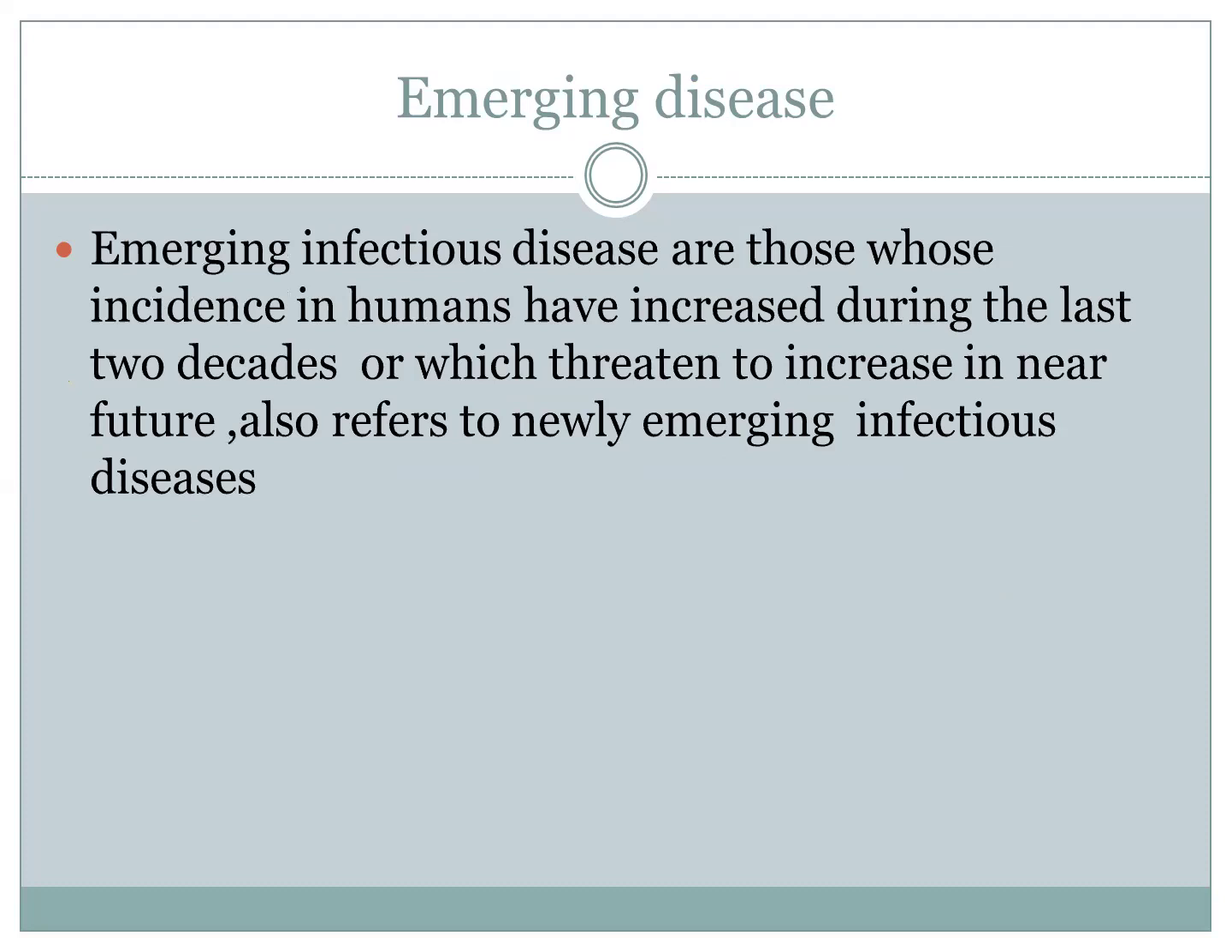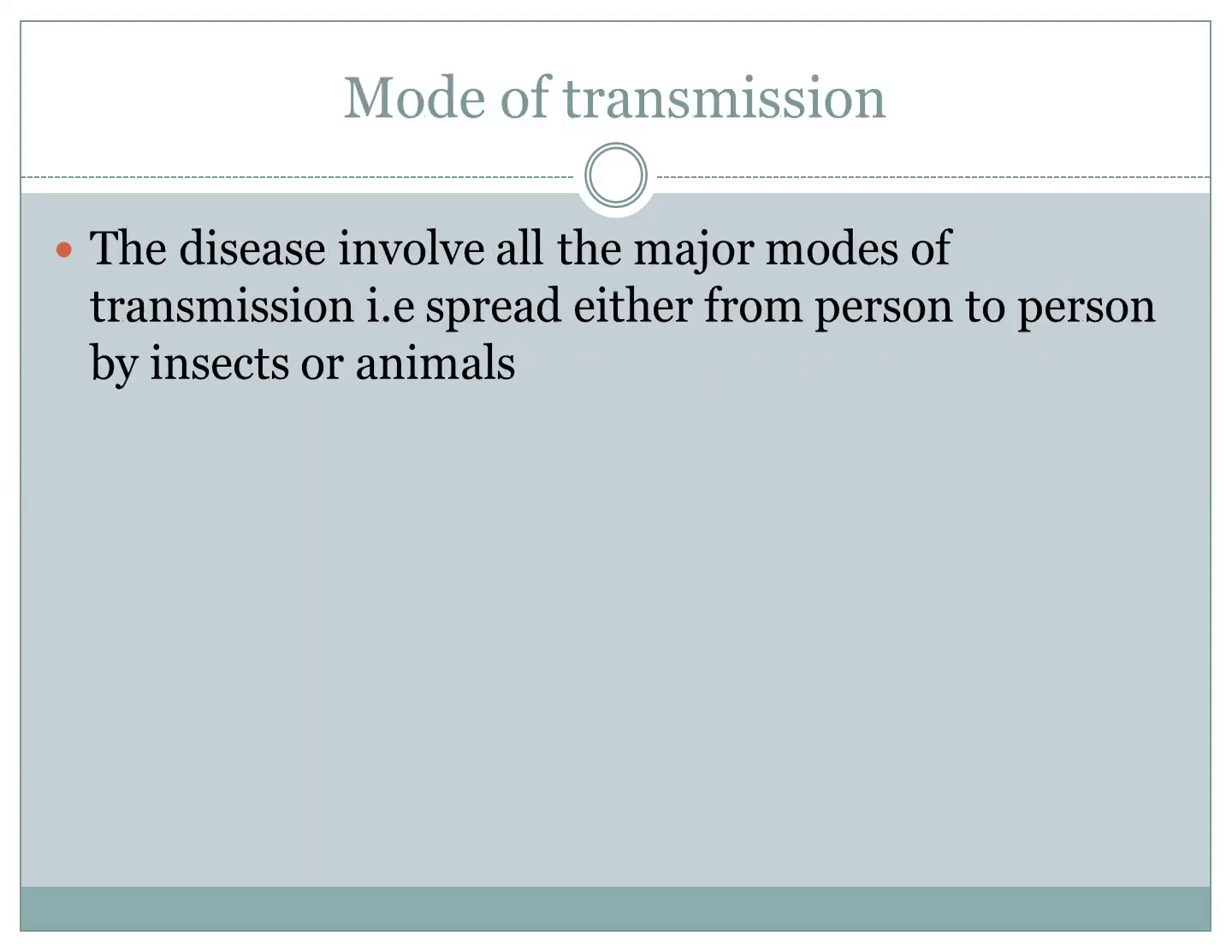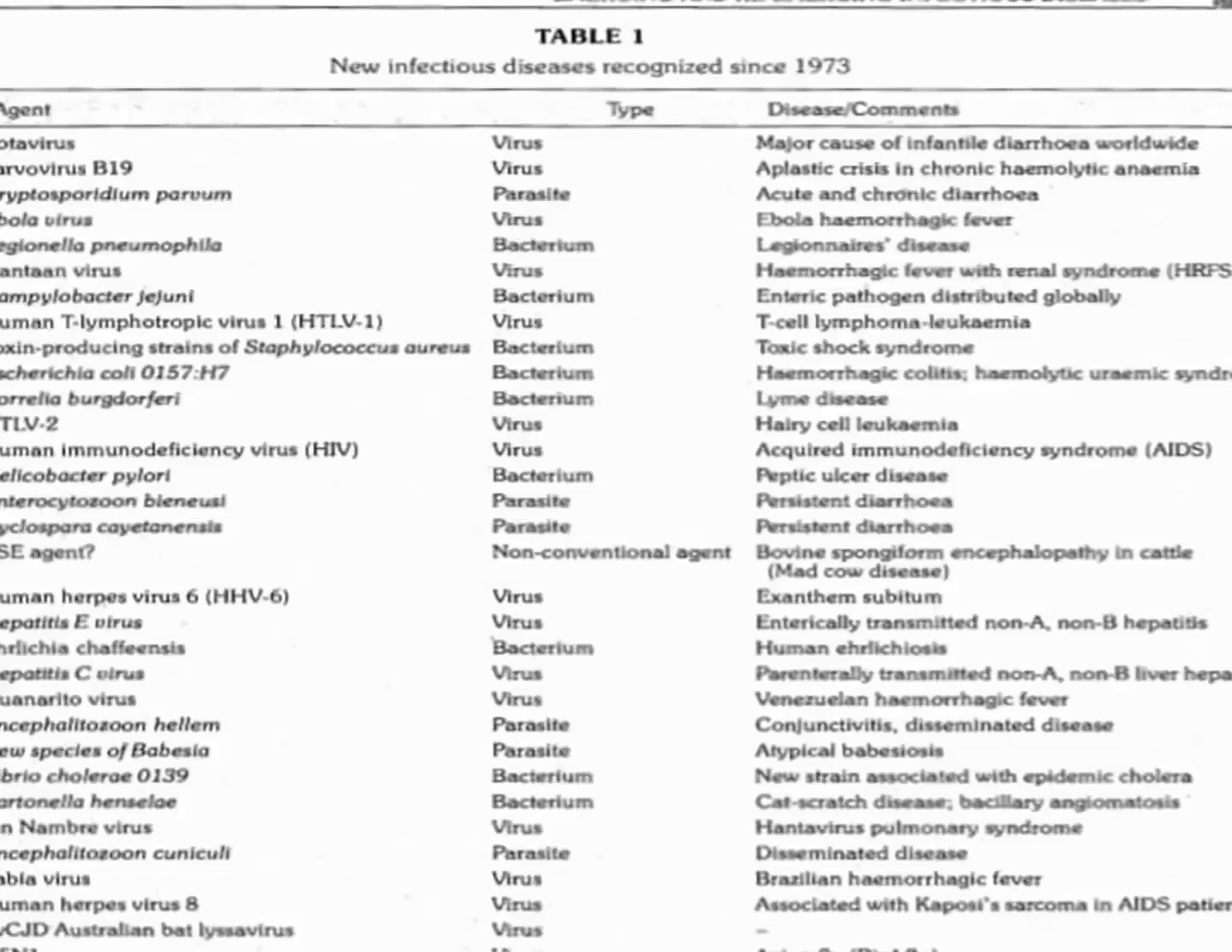So emerging infectious diseases are those whose incidence in humans has increased during the last 2 decades or which threaten to increase in the near future. It also refers to newly emerging infectious diseases. The modes of transmission include direct or indirect, either from person to person, by insects or animals.